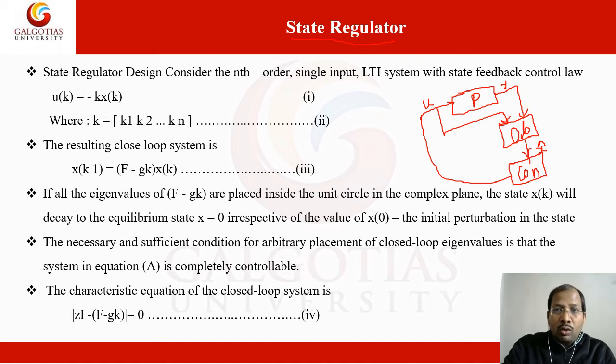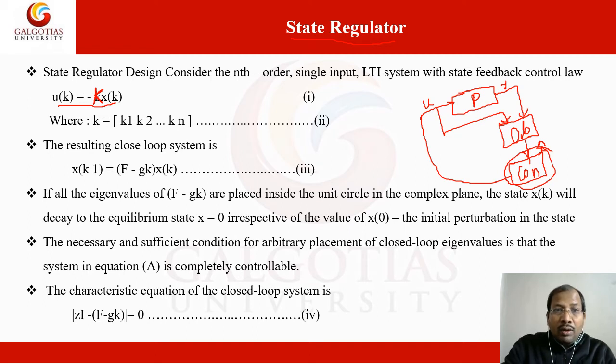Here we are going to design this term. We are considering an nth order system. The control law in the discrete domain is u of k equal to minus K x of k. Here K is the capital K, so there is a typo. This K is the state feedback gain, having the elements K1, K2, K3 up to Kn, meaning its order is 1 by n.